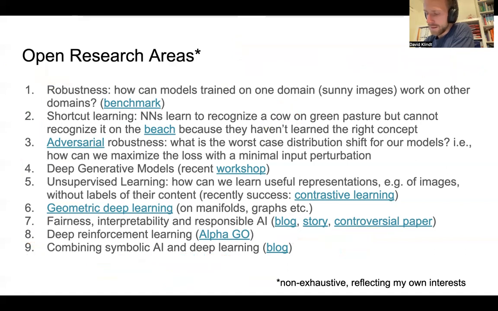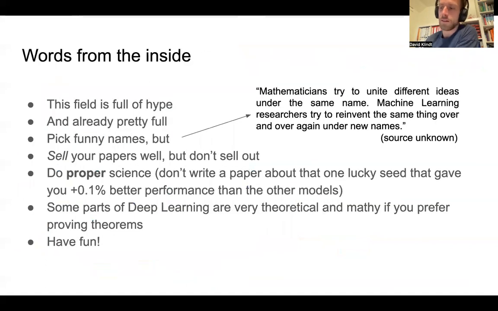And now on to some closing remarks, if you do want to work on this. Maybe here are some quick pieces of advice. I couldn't find the origin of the source. If you find it, please email it to me. I'm sure someone said this and I just couldn't find it when I was preparing the lecture. The quote goes as follows: mathematicians try to unite different ideas under the same name. Machine learning researchers try to reinvent the same thing over and over again under new names.